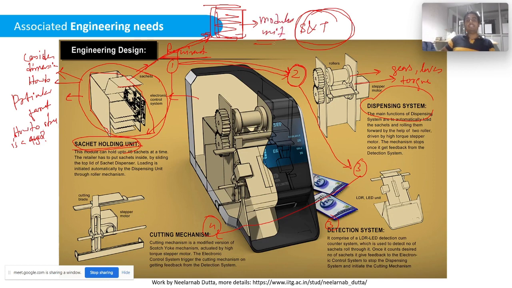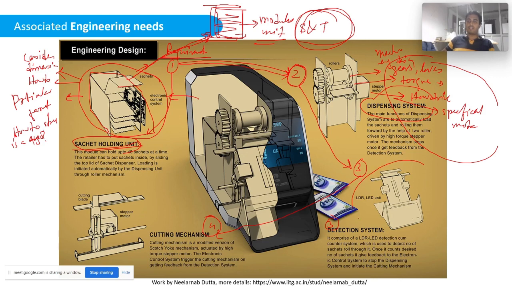All these decisions are taken care of at this engineering design phase. Again, in the dispensing mechanism, how much torque is required, how to drive it, and what should be the specification of the motor, all those things. So these are mechanical design requirements, mechanical engineering design.